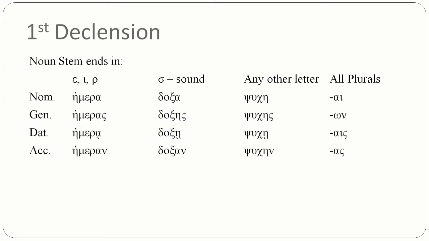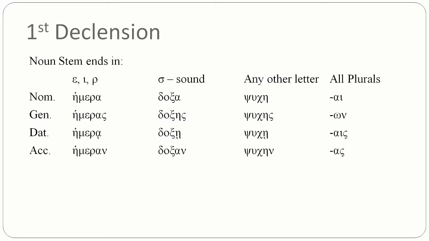Now, if you remember, the first declension is mostly feminine nouns. And what makes it a little bit more complicated than the second declension is that it depends on what the noun stem ends in. There are a number of variations only in the singular forms, depending on what the last letter of the noun stem is. So if your noun stem ends in epsilon, iota, or rho, you have the far left column there.